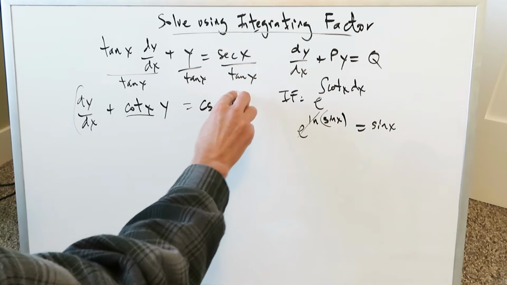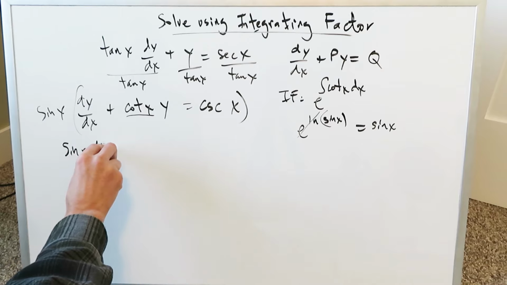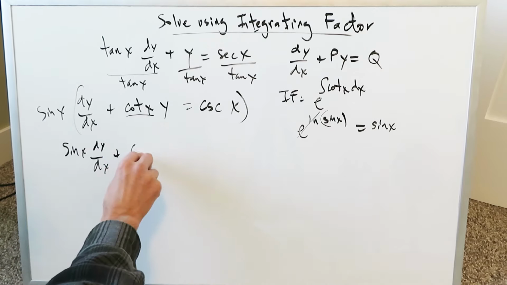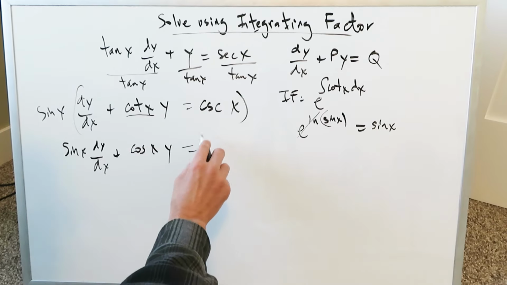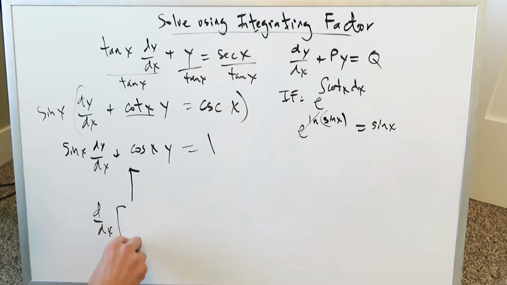This sine x now has to multiply with everything over here. You'll have sine x dy over dx plus, what's cotan x times sine x? It's cosine x, times y, is equal to 1. Now you have to find the expression or the function for which this represents the derivative, and with a little practice you can determine it. And that item will be nothing other than y sine x.